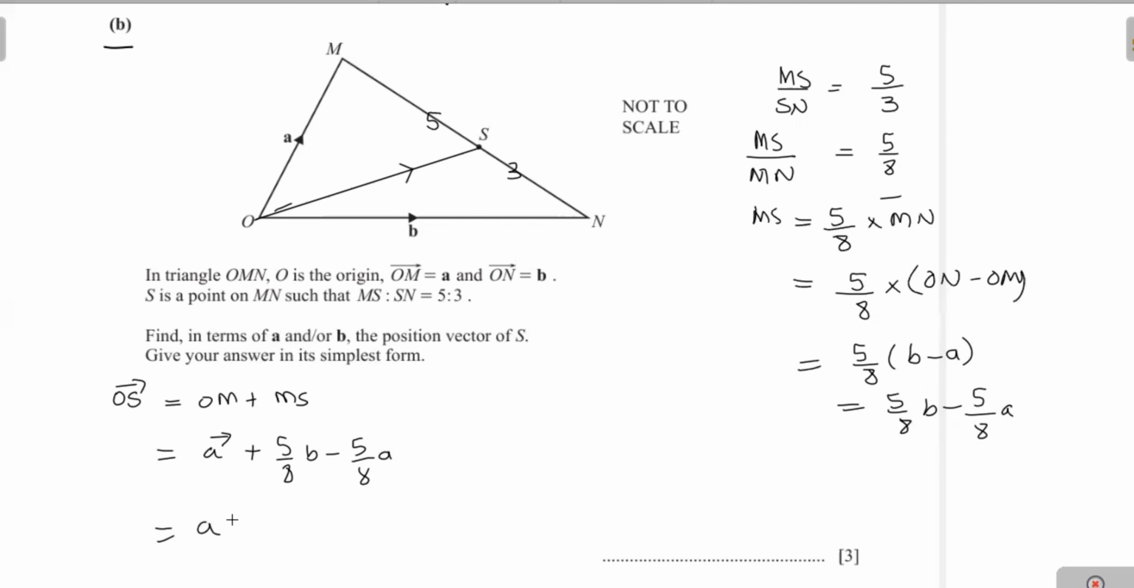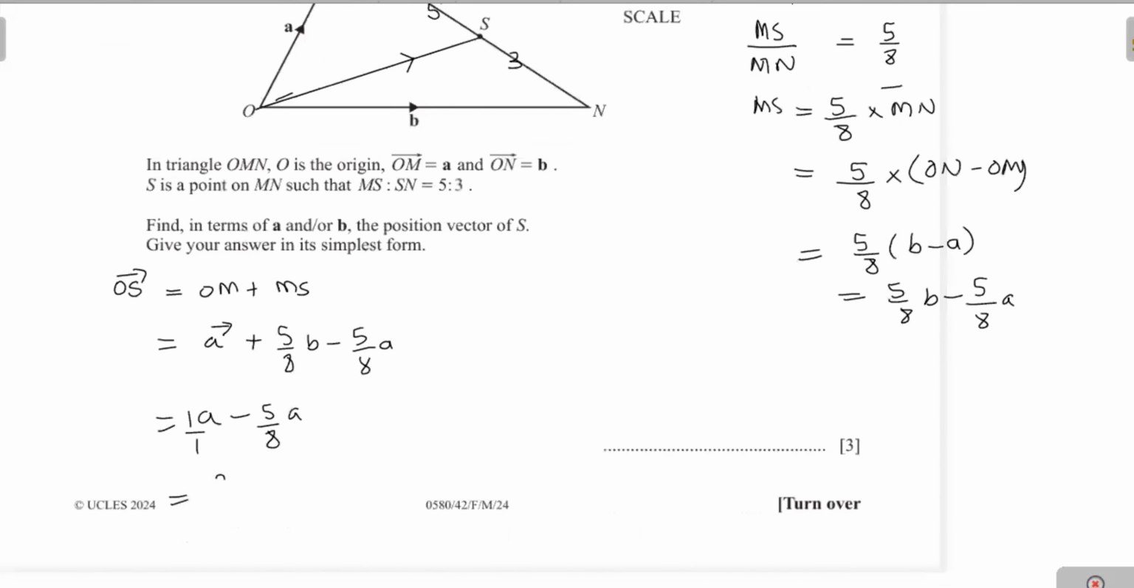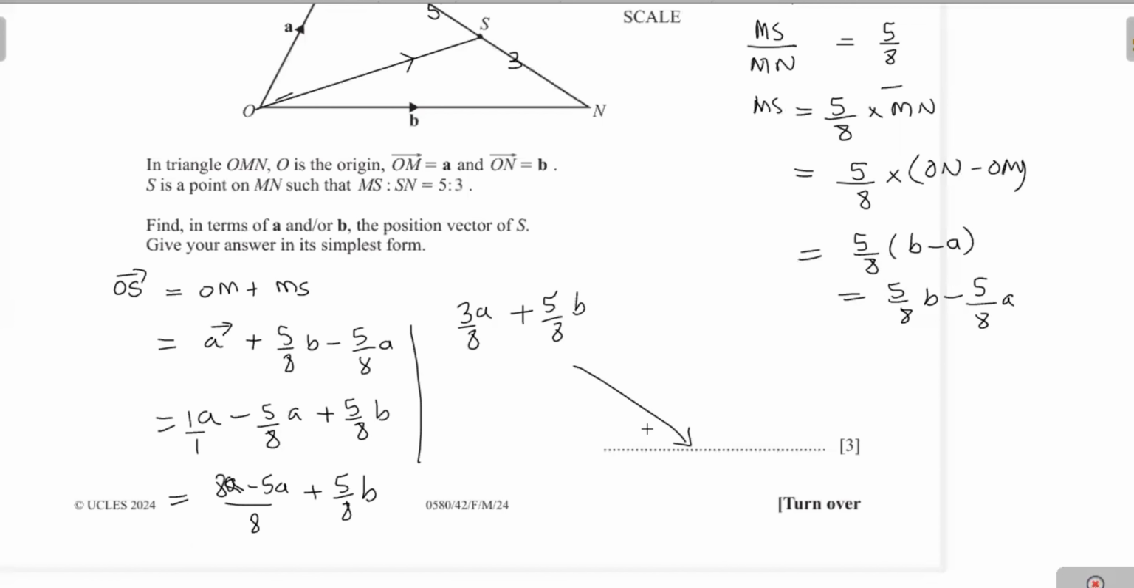Now A minus 5 over 8 A, that value will be equal to 3 over 8 A, plus 5 over 8 B we write as it is. So this value will be equal to 3 over 8 A plus 5 over 8 B, and this is the simplest form in terms of A and B of the position vector of S.